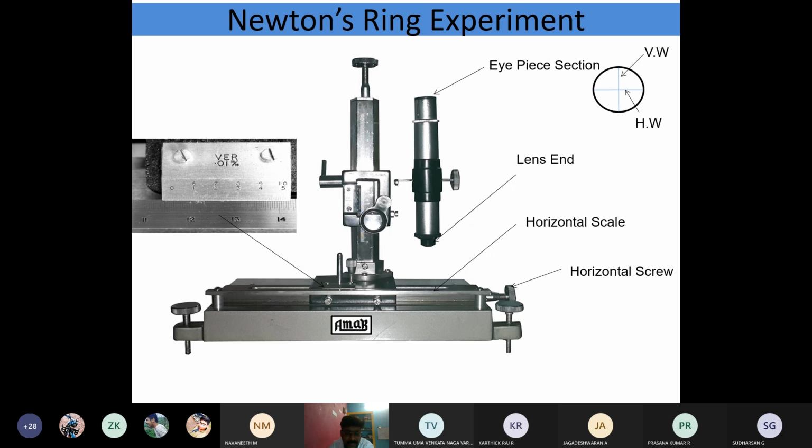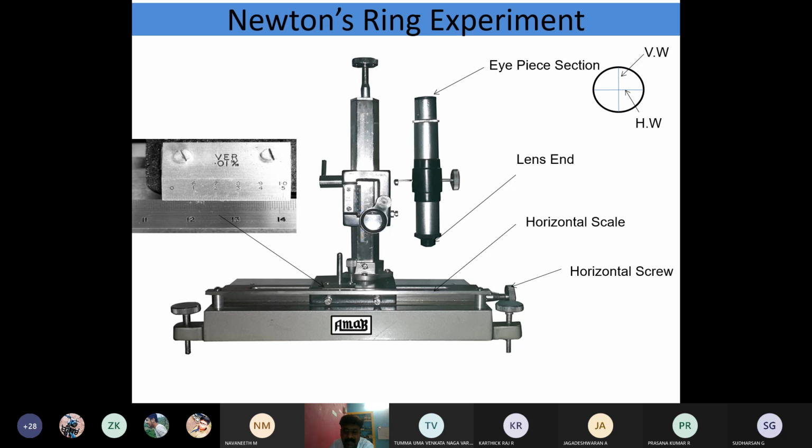You can see the screw. By adjusting this screw, we can make the entire traveling microscope setup move towards the left and towards the right. By rotating it clockwise or anti-clockwise, we can make the setup move.